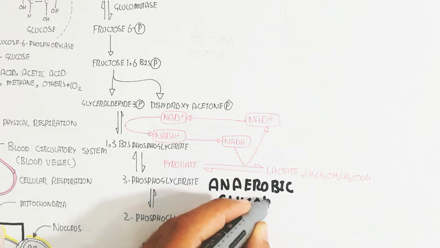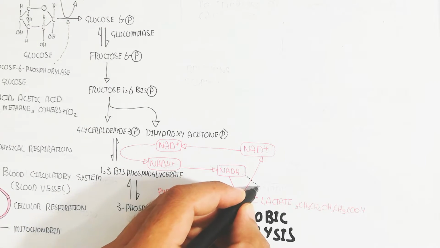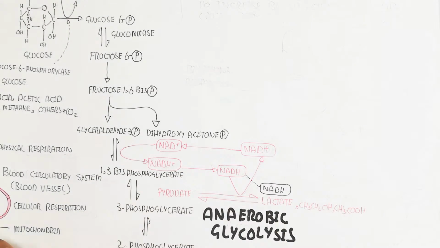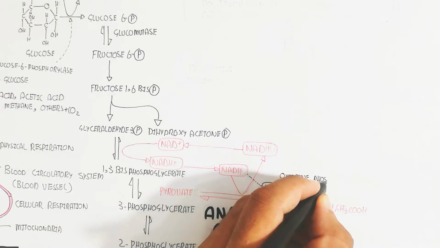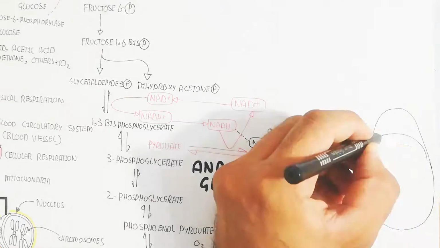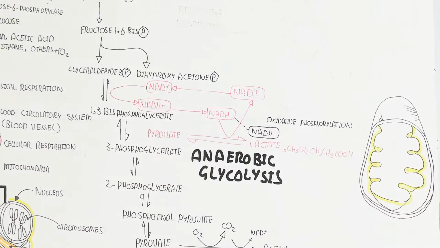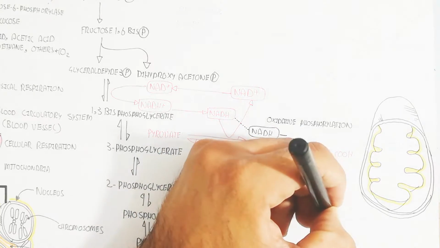So in this way the NADH is used, because the NAD plus will be used again and also produce energy, remember. But remember that the NADH will not be used in the electron transport chain in anaerobic glycolysis. So remember, this is oxidative phosphorylation if we discuss aerobic respiration.